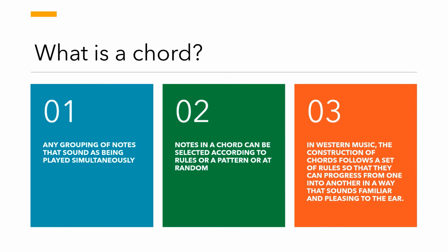So two is that chords can be selected according to rule or pattern or at random. So how you all will be building your chords is from rules, right? And in three, in Western music, constructing chords follows a set of rules, which is what you all would be doing, right?